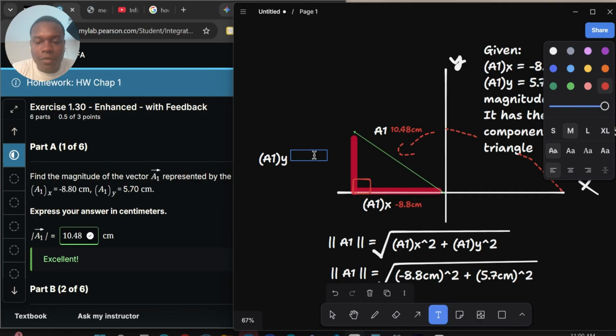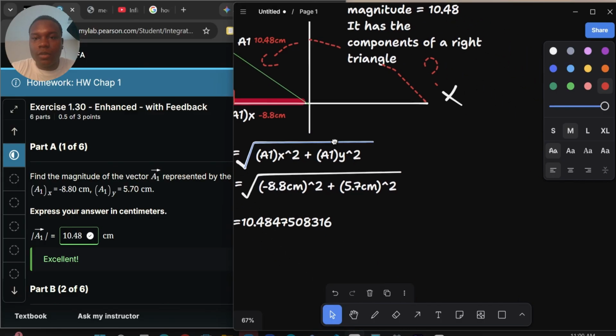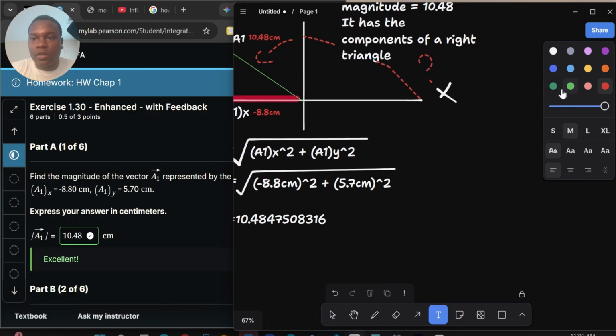And we got 5.7 centimeters. Now from here, we can use a trigonometric function to find out the angle theta. So if you guys remember the trigonometric functions, or you may not remember, so I'll just reiterate them. The trigonometric functions go like this.